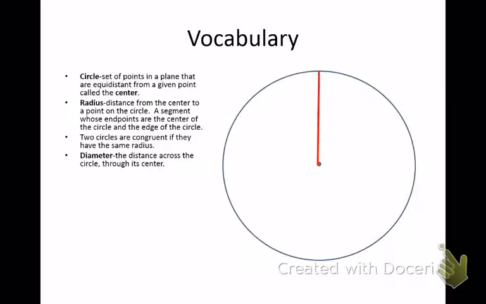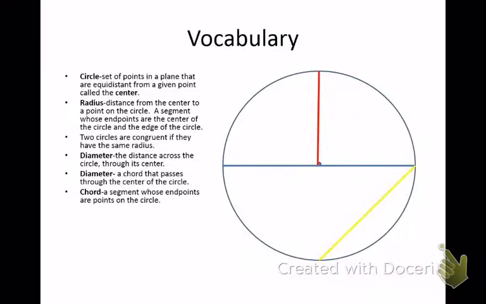Next up is the diameter. The diameter is the distance across the circle, but it specifically has to be the distance across the circle through the center. And just like a radius, the diameter can be thought of as an actual numerical measure, or a chord that passes through the center of the circle. Now, what's a chord? A chord is a segment whose endpoints are on the circle, but it doesn't necessarily have to go through the center.